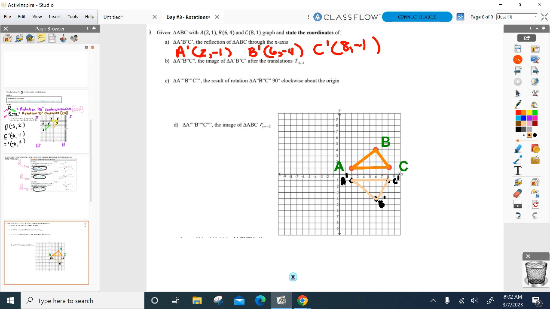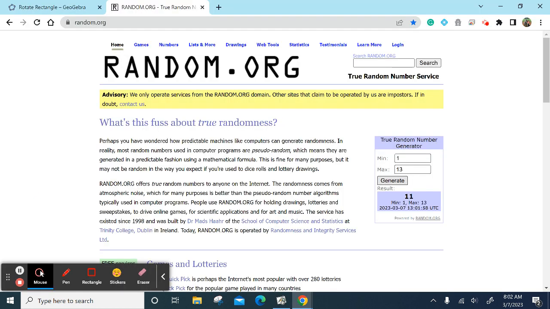Part B. Now we're doing double prime. But take a look: we're translating the image, the prime triangle, right? We're not going back to the original. We're going back to the one we just reflected, and we're going to translate it (-6, -2). Tell me direction and distance first. Where are you moving the previous triangle? Direction and distance.